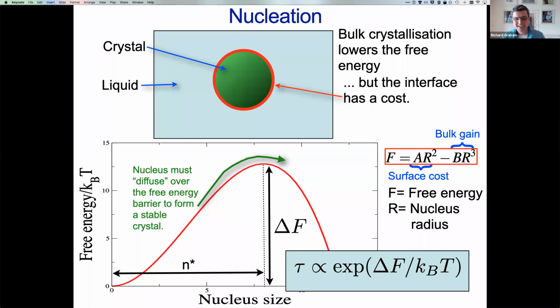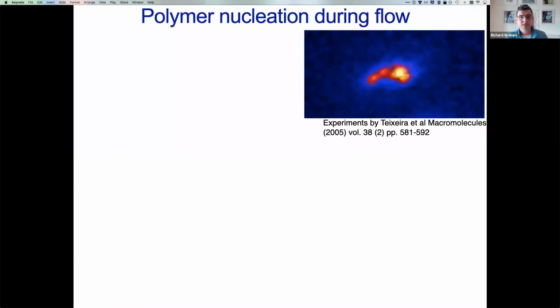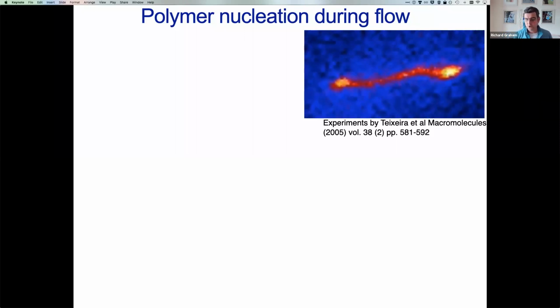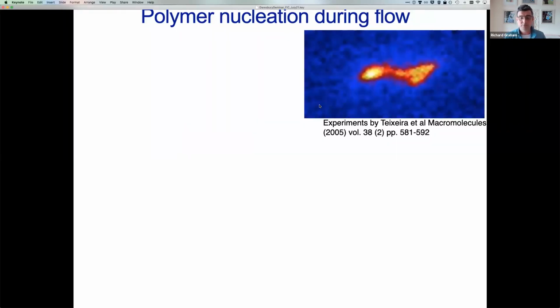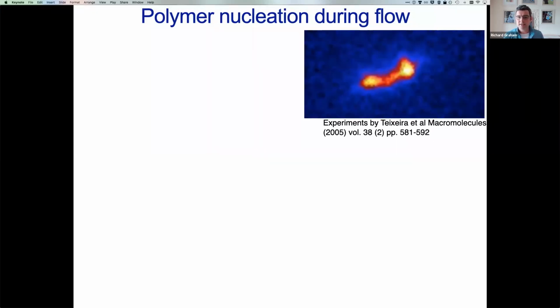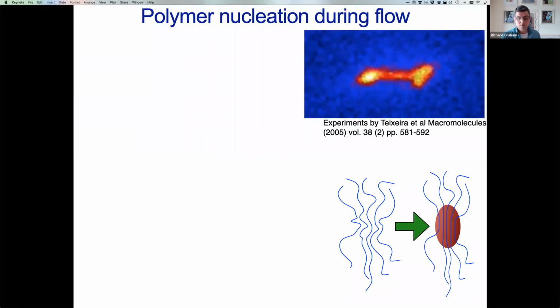I apologize for that. Okay, and so the barrier height is here, and so we get something that's exponential in the barrier height. So the nucleation rate is very sensitive to how high this barrier is. So now we can ask the question, how does flow help nucleation? And we know that polymers unravel under flow. Here's a visualization of some DNA molecules. And so the idea is that as you flow the polymer, it unravels, and that takes it closer to the structure that it needs to be in order to crystallize. And so that lowers the nucleation barrier.